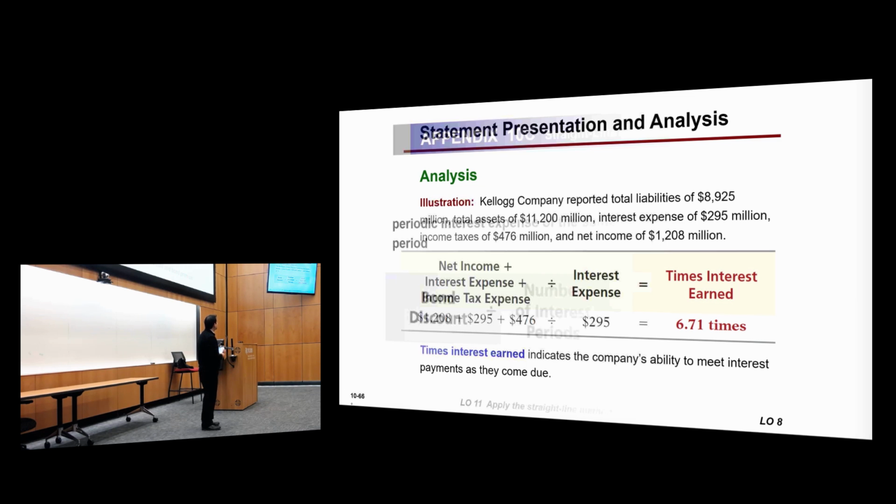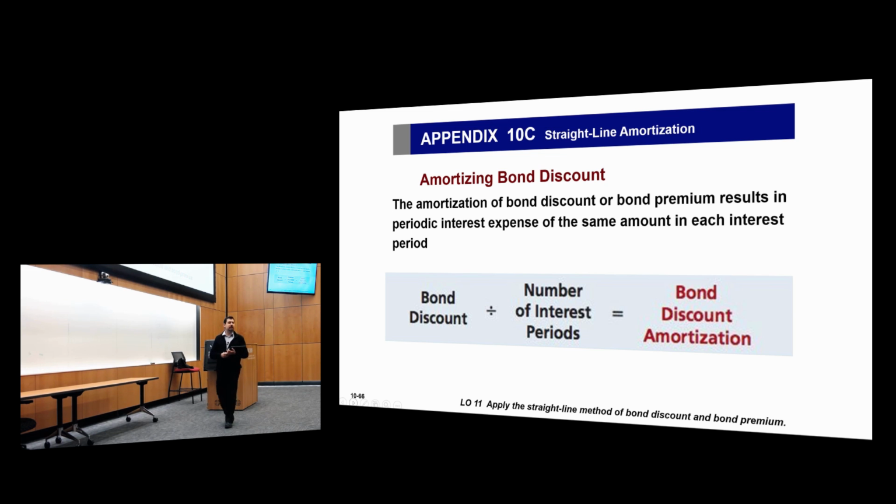We get to the amortization of bond discounts. Remember, we were talking last time about unamortized premium and unamortized discount. This is where we will learn how to do that using the straight line method. Here we are using the straight line amortization method. We simply divide the discount or the premium by the number of interest payments.